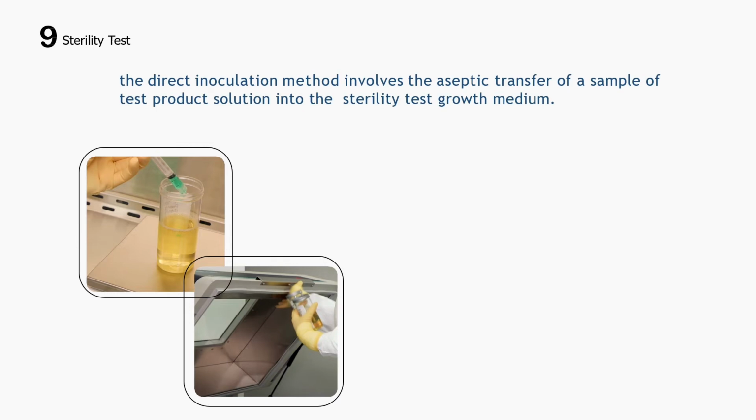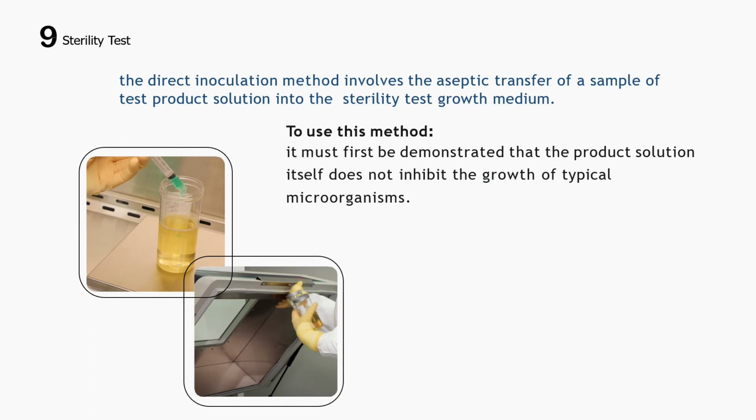The direct inoculation method involves the aseptic transfer of a sample of test product solution into the sterility test growth medium. To use this method, it must first be demonstrated that the product solution itself doesn't inhibit the growth of typical microorganisms.